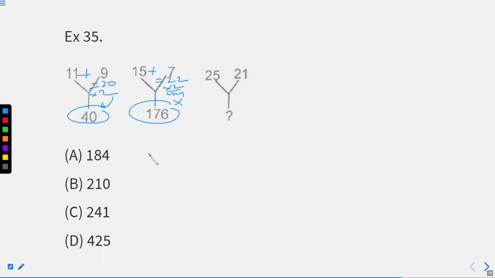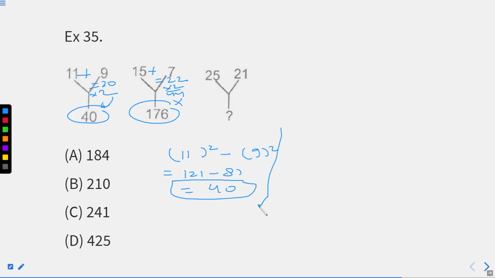In that case, my friends, you need to look for some other mathematical operations. Till now we are adding, subtracting, multiplying. But in the initial stage of the series, I told about the square, I told about the cube as well. So if we make 11 square minus 9 square, that comes out to be 121 minus 81. What are we getting? We are getting 40. We are getting our answer.